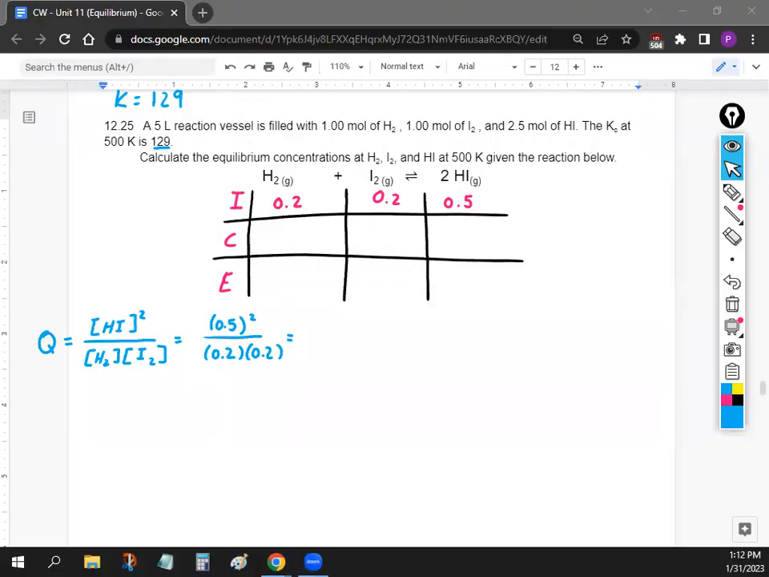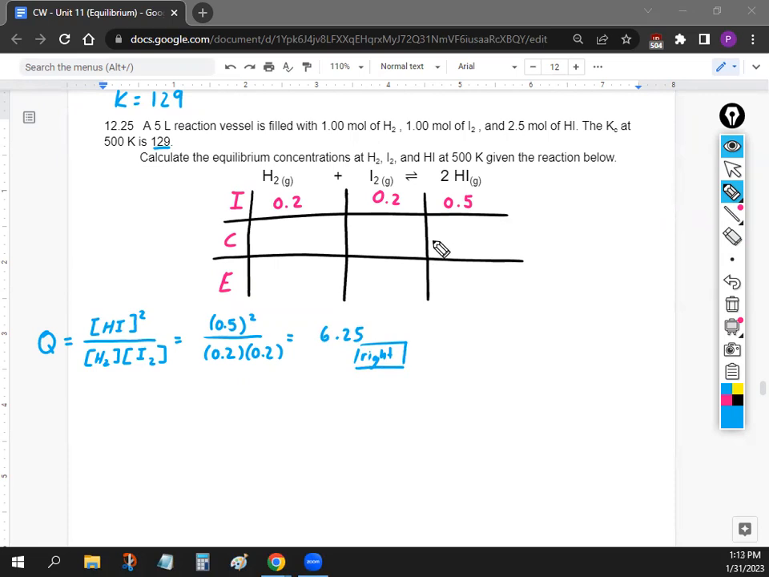Okay, so for your Q value, you should have gotten 6.25. Everybody got that? Okay, so our Q value is 6.25. So based on that information, which way is the reaction going to proceed? To the right. Yeah, it's going to go to the right. I did not think this through. To the left, to the left. Okay, so to the right.